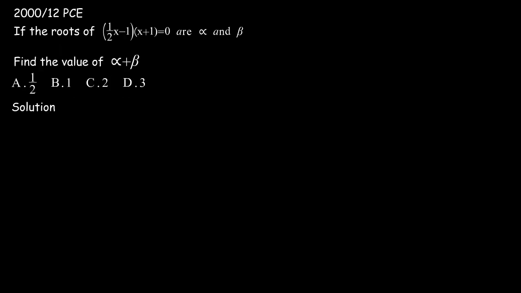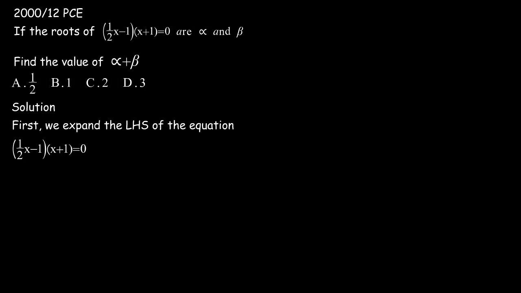We have a question from 2000 which states that if the roots of 1 over (2s minus 1) multiplying (s plus 1) is equal to 0 are alpha and beta, find the value of alpha plus beta, and we are given the options. Now for our solution, first we expand the left hand side of the equation. Doing so, 1 over (2s minus 1) multiplying (s plus 1) equals 0 will become s into 1 divided by (2s minus 1), plus 1 into 1 divided by (2s minus 1), which will be equal to 0.